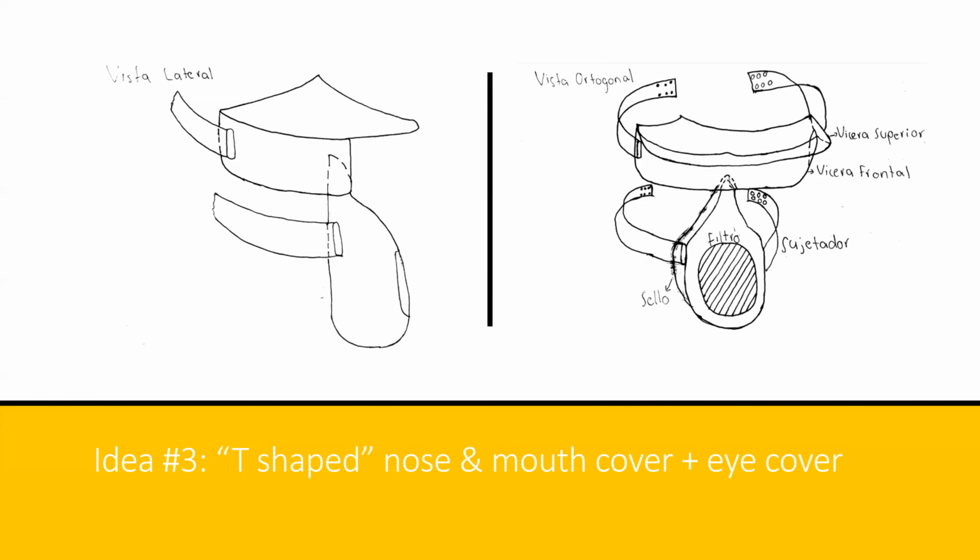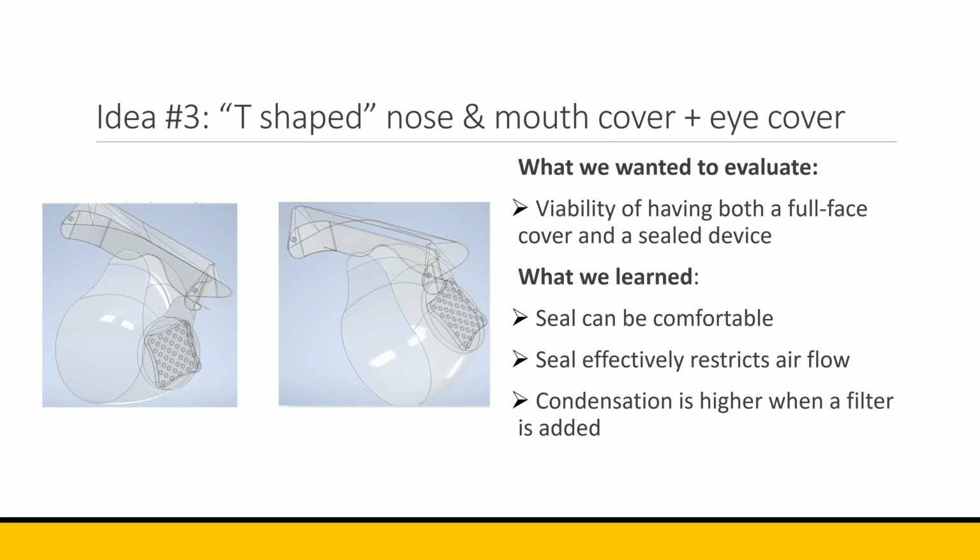The third idea is a T-shaped mouth and nose cover with eyewear protection that is not sealed to the eyes. From this prototype, we learned that this will be a really viable option, as the condensation problem in the eyes is not a problem. However, we needed to improve the dimensions and positioning of the eyewear.